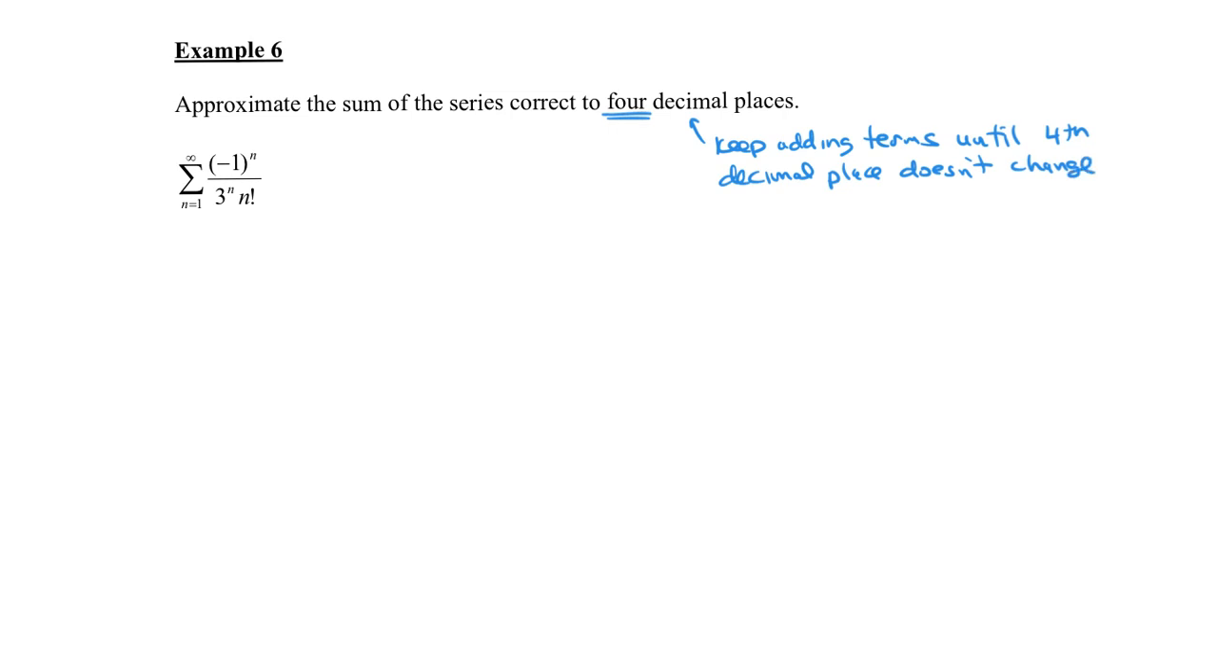Okay, so that's what we've got to do. So, okay, this one is equal to, if I plug in a 1, I'm going to get negative 1 over 3. Right, plug in a 1 here makes it negative. This would be 3 times 1 factorial, which is 3.